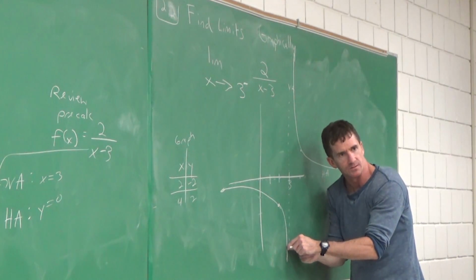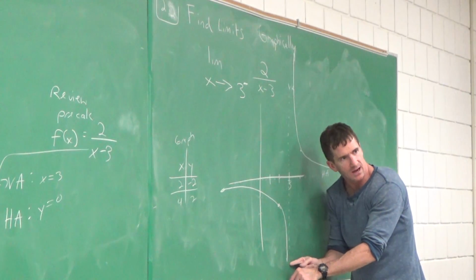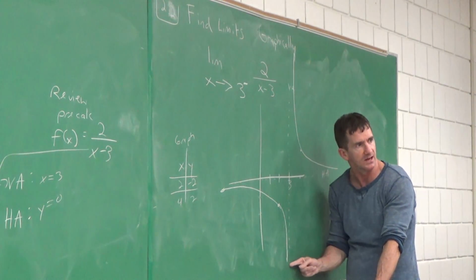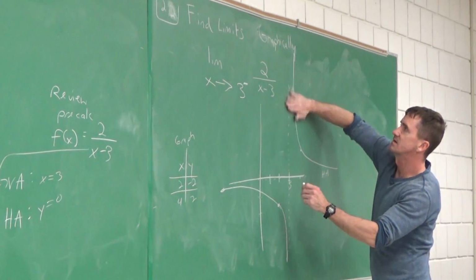What's going on with that y value? Where's that y value going? It keeps going down and down and down. So what is that? Negative what? Infinity. Negative infinity. That's the answer. I'll put it right here.